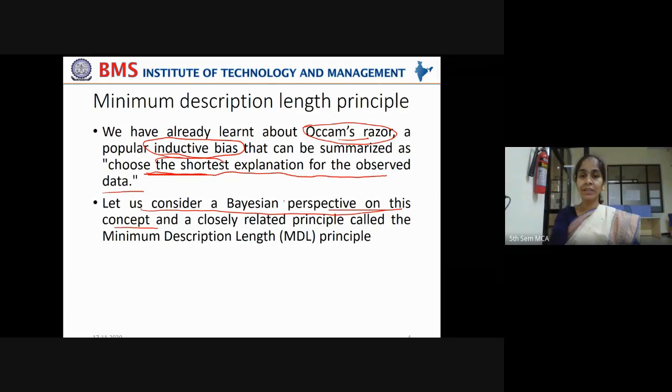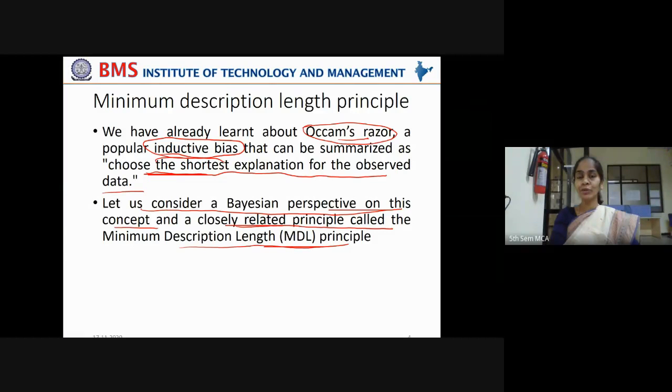Now let us attach this Bayesian perspective to the minimum description length principle and see how better we can understand this particular topic. Okay, now let us consider a Bayesian perspective on this concept and a closely related principle called the minimum description length principle.